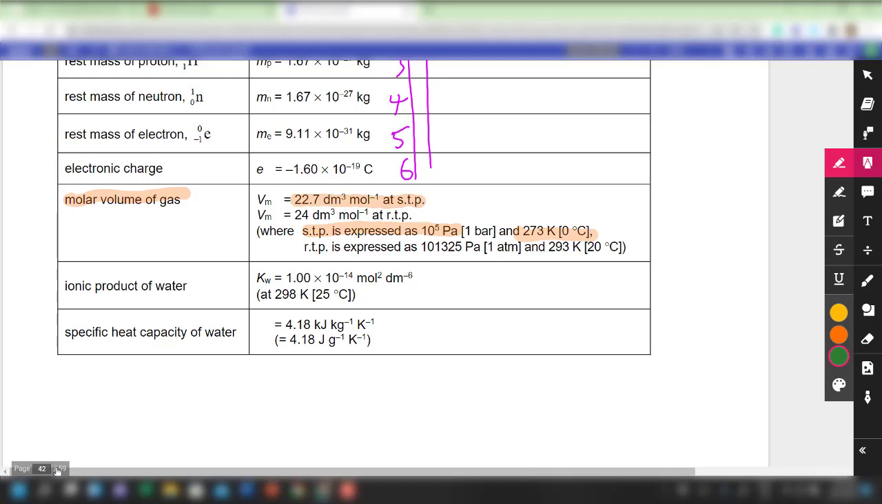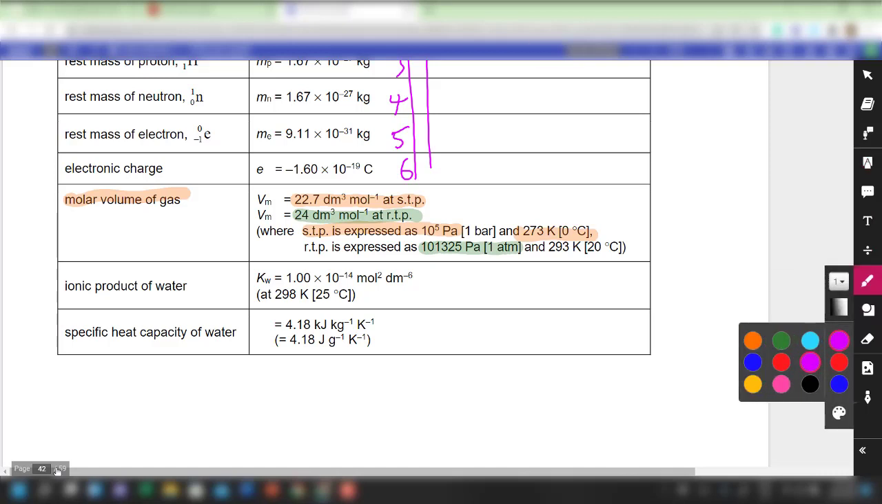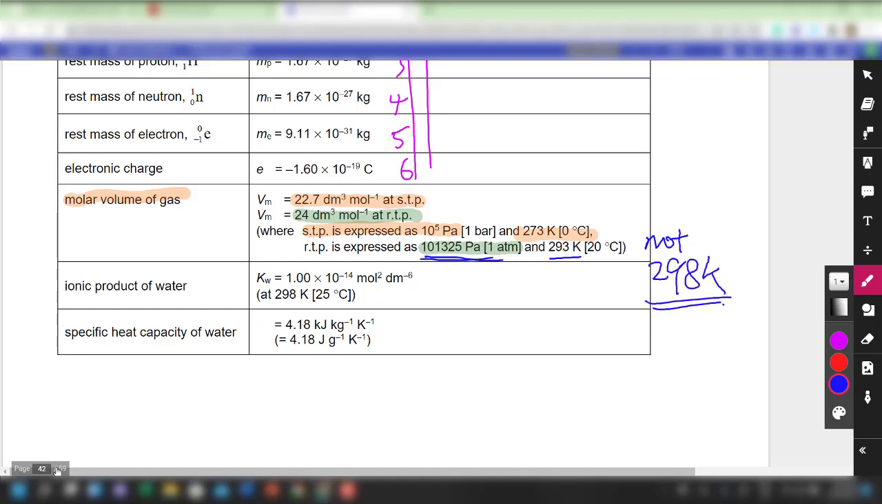Okay, for room temperature and pressure, take note that it's defined as 1 atmospheric pressure or 101,325. Yes, you're required to know this number, 101,325. So please remember it, or I mean, you don't have to remember it, but it's in your data booklets. Room temperature is defined as 293 Kelvin, not 298. Okay, so I'm going to write it here, not 298 Kelvin. So the definition has been updated.